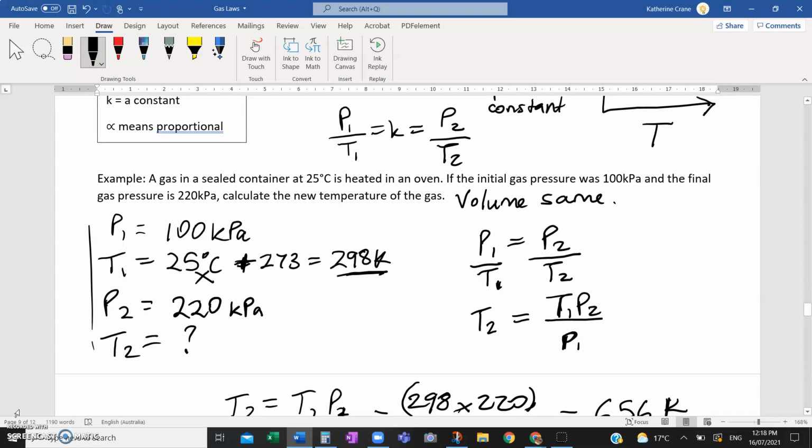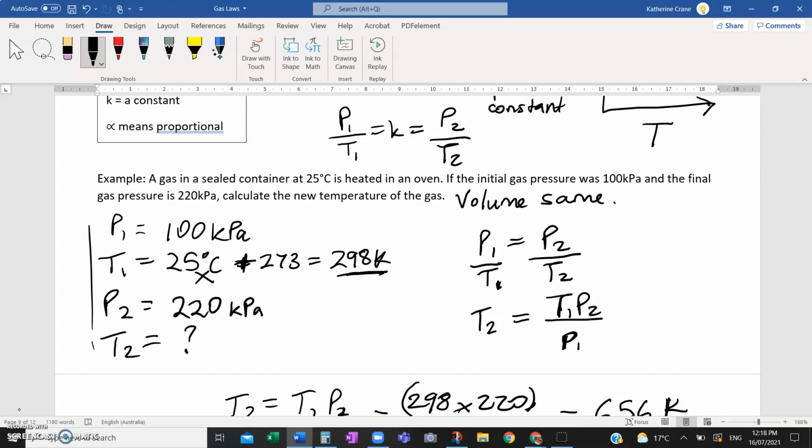So our example here, these are all the same calculations we've been doing with just different things. So we have a gas in a sealed container at 25 degrees Celsius in an oven. If the initial gas pressure is 100 kilopascals and the final gas pressure is 220 kilopascals, what's the new temperature of the gas? Okay, so firstly, always write down what you have.